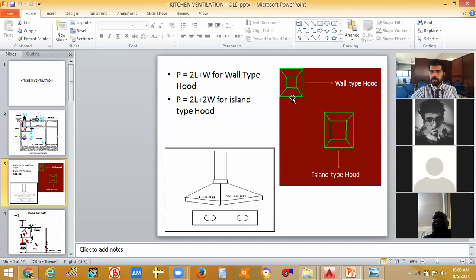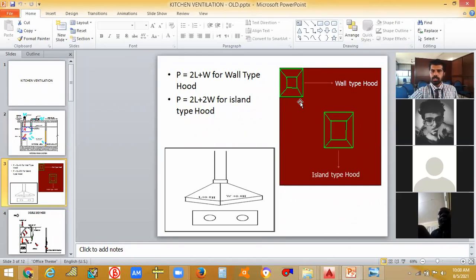Okay. When we are taking the perimeter, if the width or the length is attached to that wall, that length should be excluded. For example, here, if the width of the kitchen hood is being hung on the wall, one width will be excluded. So the formula will be 2L plus W. If the kitchen hood, if this side, if the length is being fixed on the wall, the formula will be L plus 2W. Okay, according to that, you just change the formula.